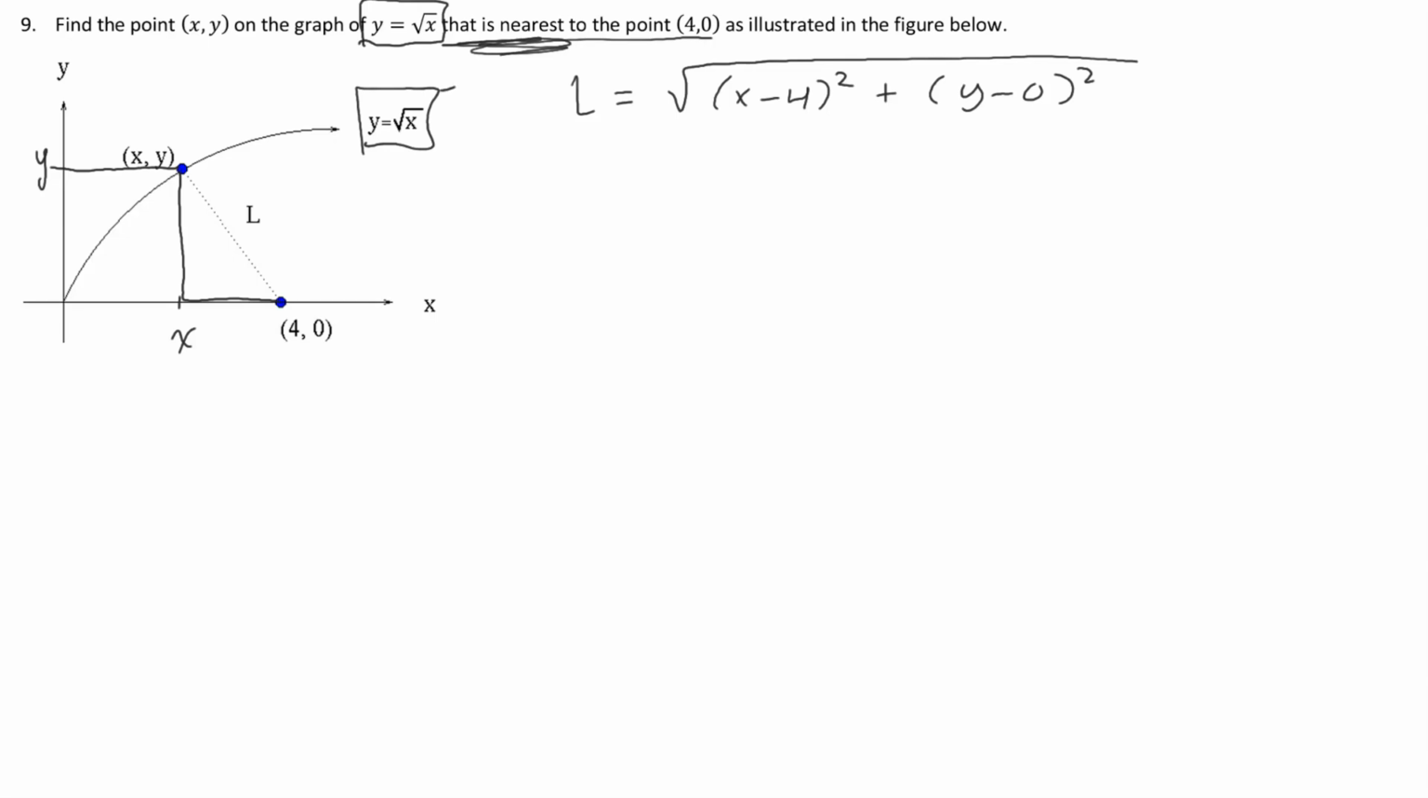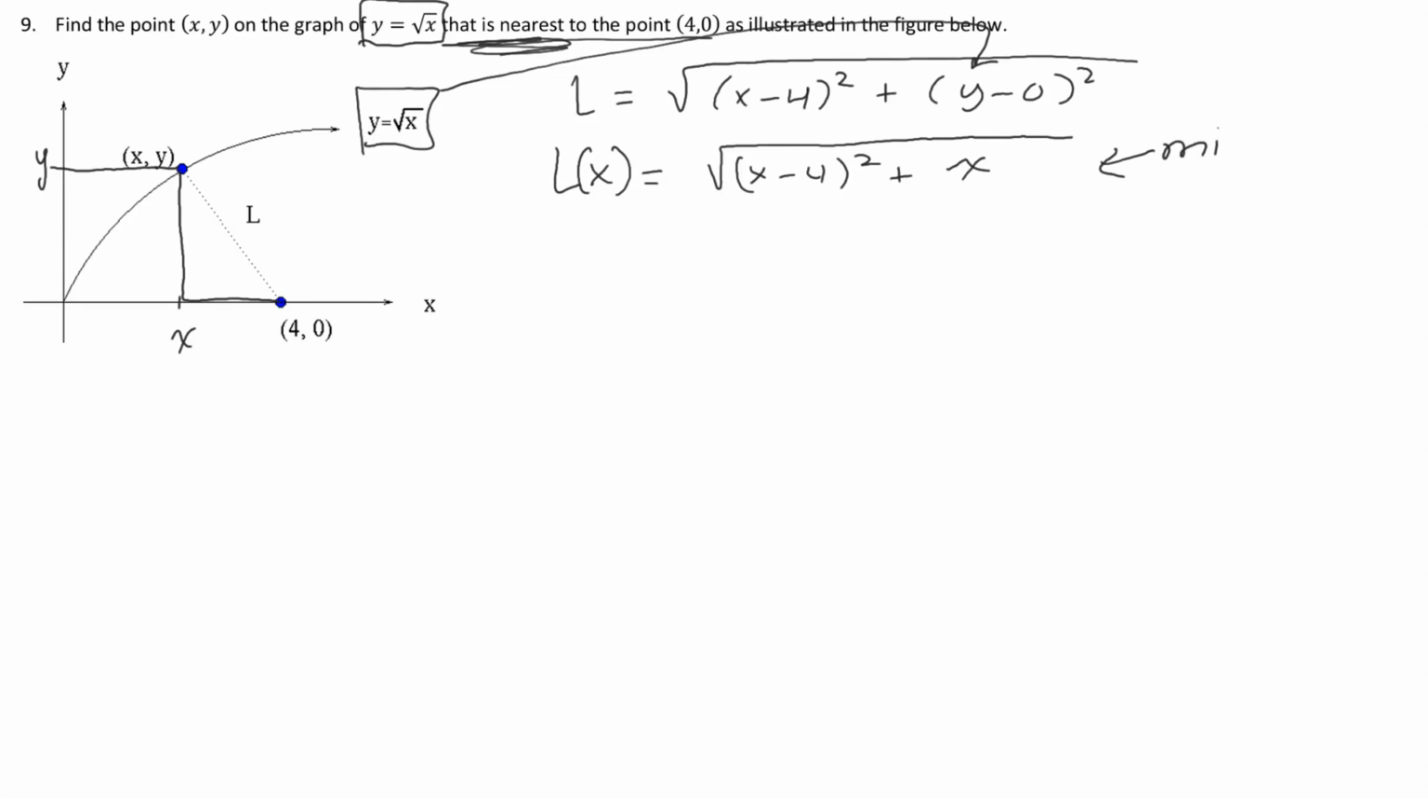Once you substitute that in there, the distance L in terms of x is going to be the square root of (x minus 4) squared plus (square root of x) squared, which is x. So that is what we need to minimize. Can't spell minimize.